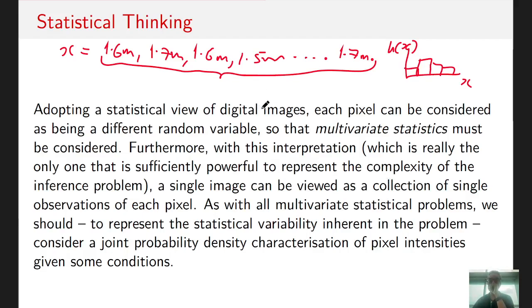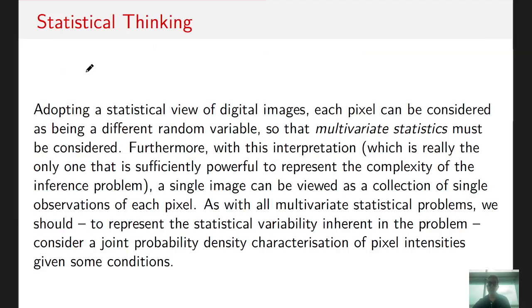Now, I can also look at the mean height, so I can try to summarize h of x with one number by just finding the mean of these values if I have n measurements. Okay, so that's pretty easy, and that's a single variable. But when we think about an image, the idea we want to bring in is multivariate statistics.